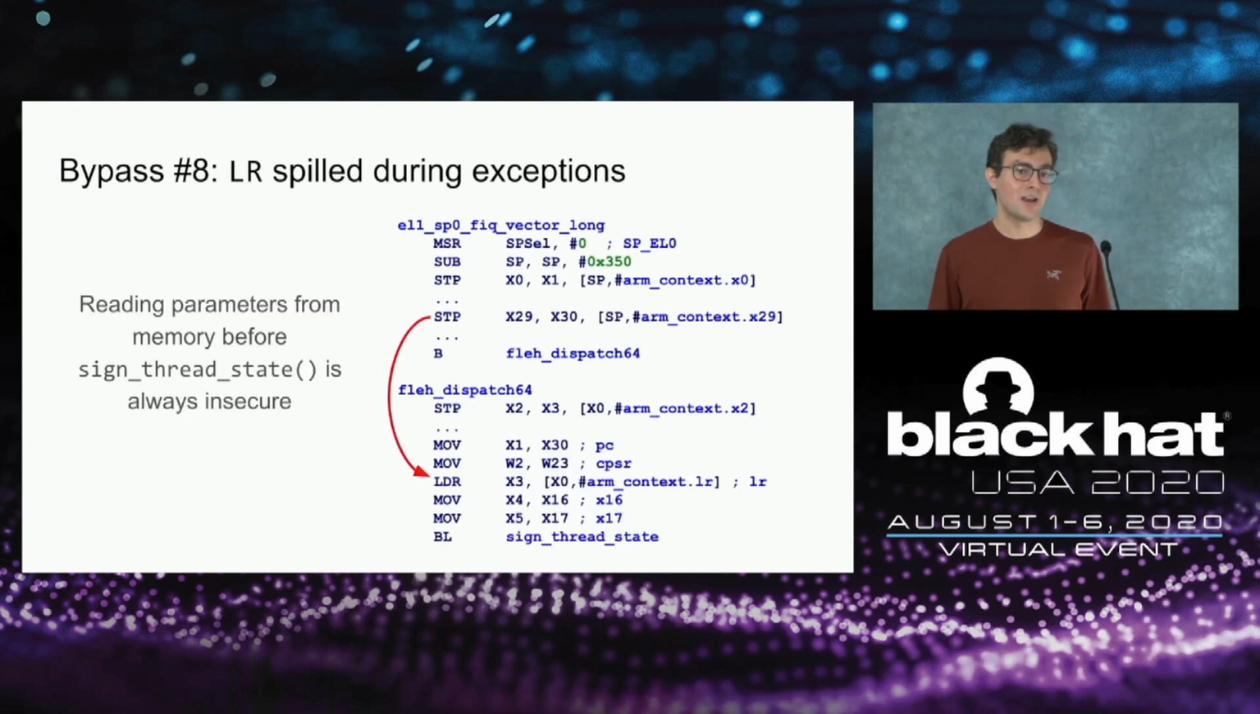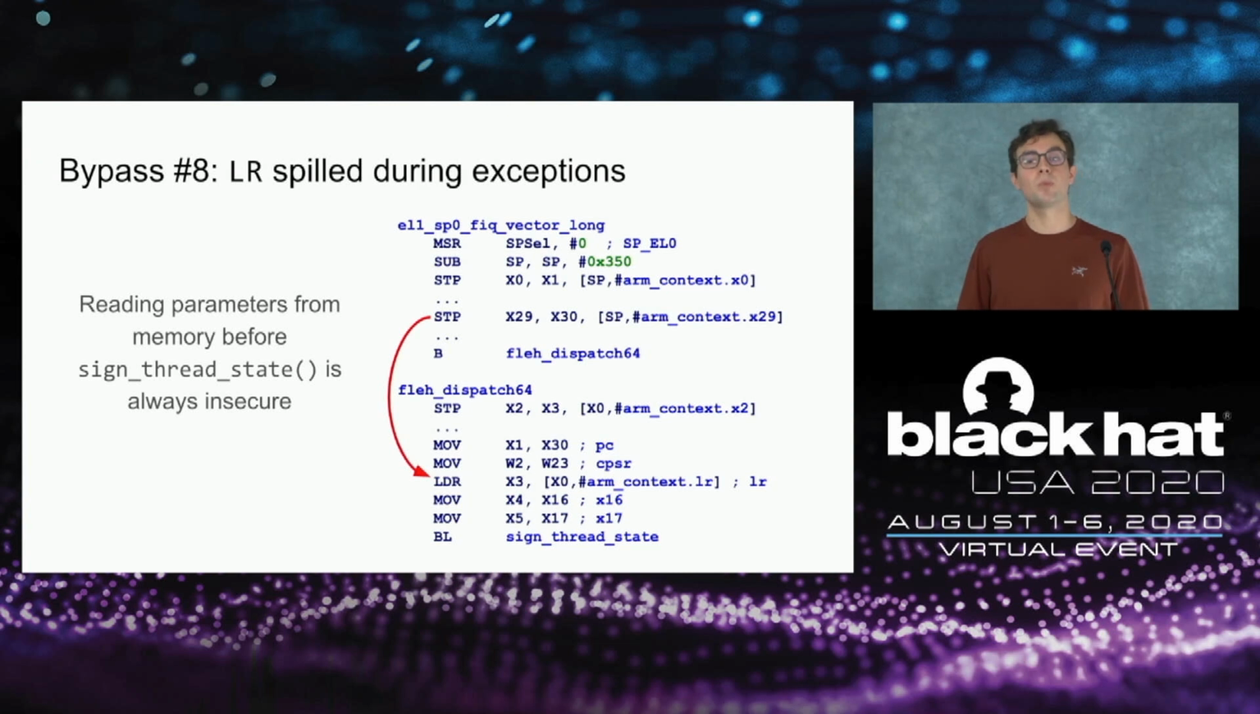So this was another kind of interesting PAC bypass. I hadn't expected to find something just sitting right there in the exception vector. But it also got me thinking, what is the generalization of this issue? What I eventually settled on was that the problem was that you're reading parameters from memory before calling sign thread state. Doing this is fundamentally an insecure thing to do, since it'll always give an attacker a window in time to modify the parameters to this sign thread state function.